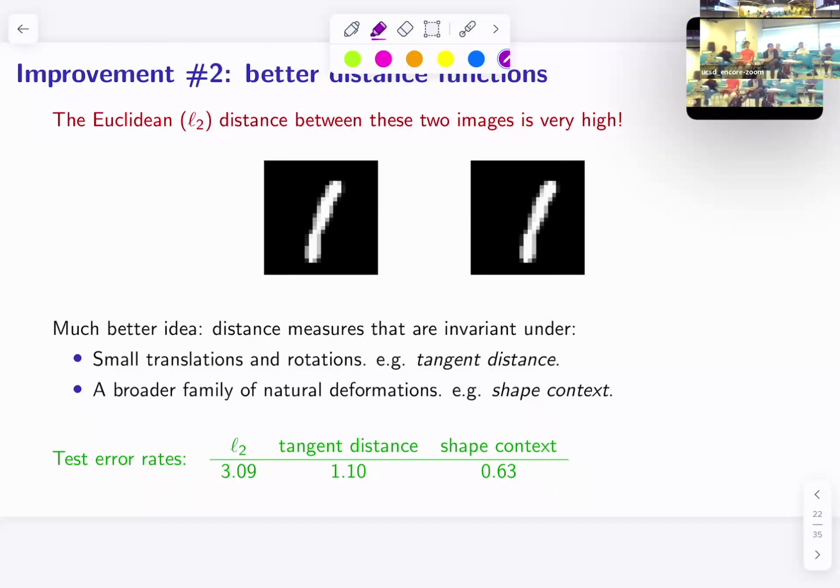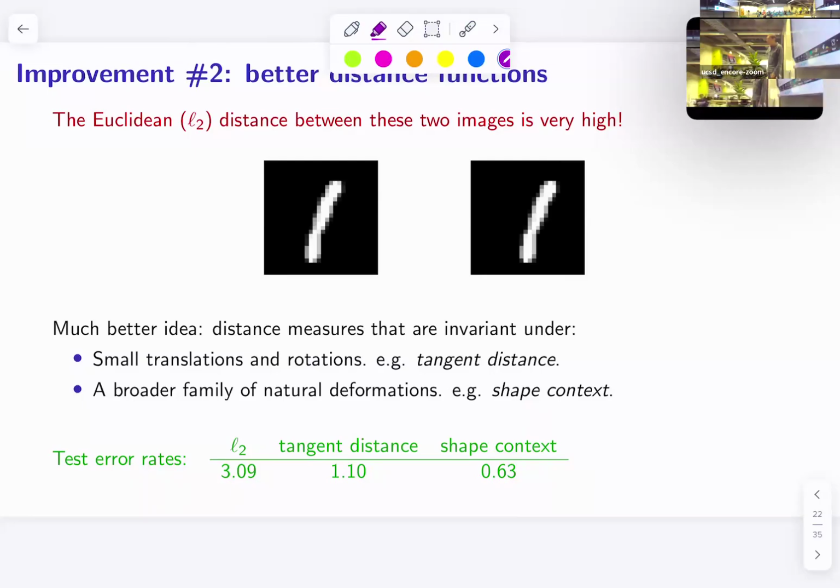And it turned out that if you do this one, the tangent distance, the error rate drops from 3.09 to 1.1. And if you do this one, which is called shape context distance, the one with the deformations, then it drops down to 0.63. Okay. And these are much more complicated distance functions to compute.